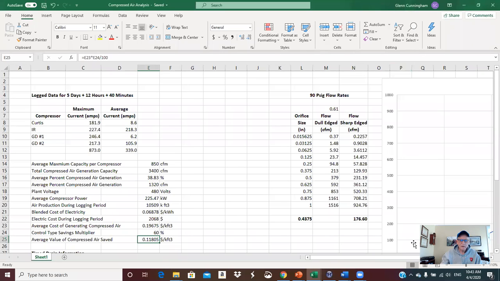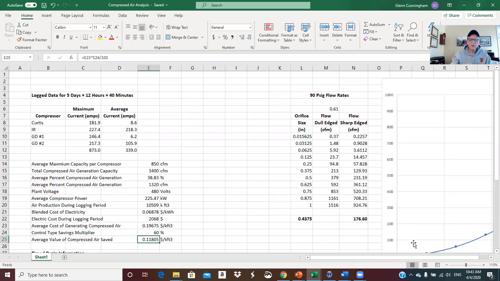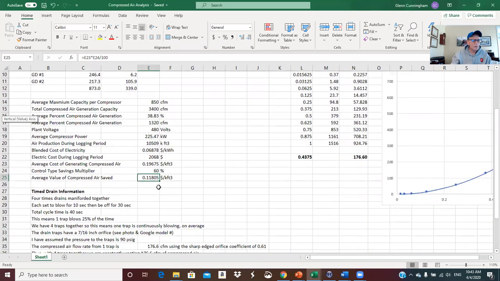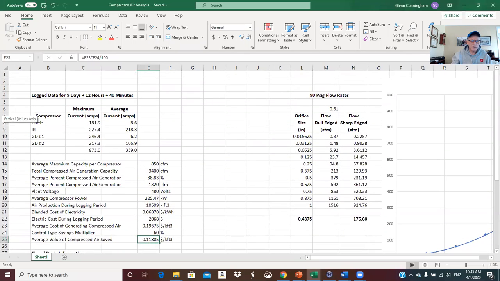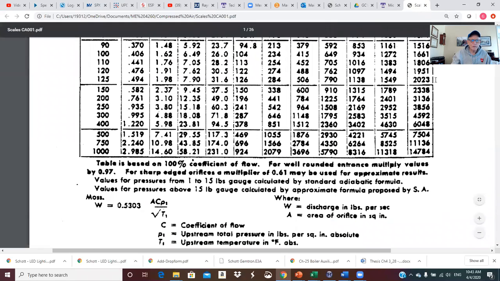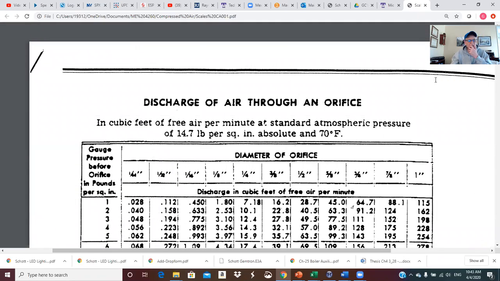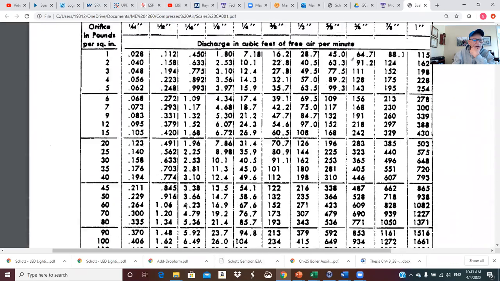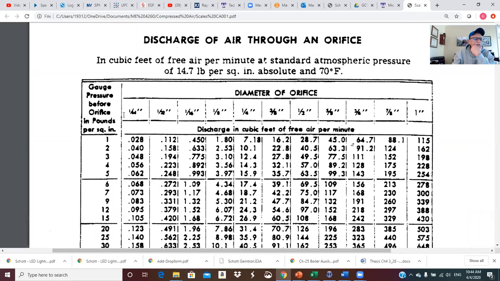Now we'll get on to the gory details here. I'm going to put myself back up here, I think. And let's see. Okay, so we went through all of this. Oh, I know what I need to show you. To get the leak rate through different orifice sizes, this comes from Bill Scales, and I'll send it to you. This is just discharge of air through an orifice, different orifice sizes at different pressures, gauge pressure before the orifice. And so you see they don't have a 7/16. They've got from 1/64 up to 1, but they don't have a 7/16.